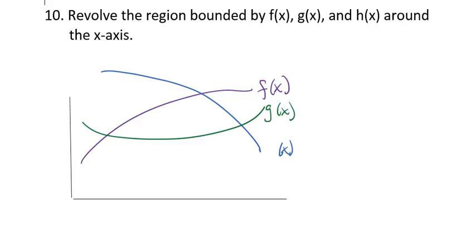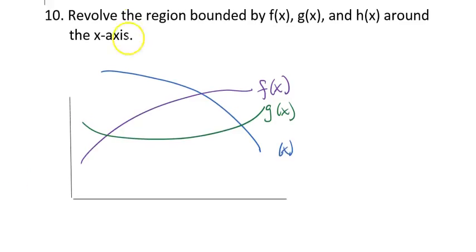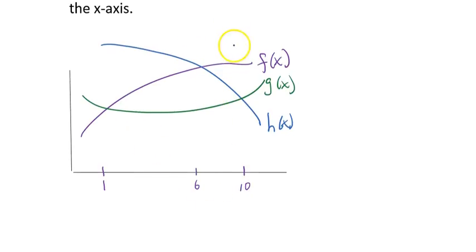Okay, I want to talk about one more situation before we're done, and that's this really complicated situation. If you had something this complicated, a region bounded by F, G, and H, and my H has disappeared, what would you do if you were trying to revolve it around the x-axis? So you're taking that region and going around the x-axis. Well, let's say that they crossed at 1, and then these two met at 6, and then these two met at 10, just to have some numbers to plug in.